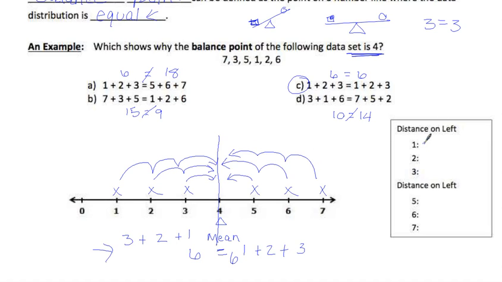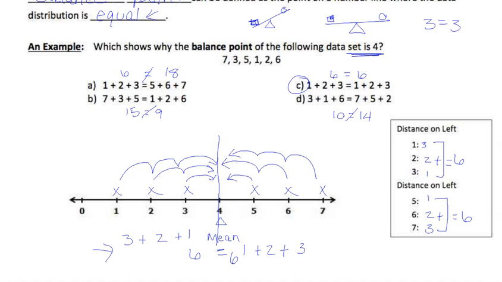And over here, our distance, I ended up just writing it underneath. The distance on the left from 1 is 3, from 2 is 2, from 3 is 1. And if you add those all together, you get 6. And then from 5 is 1, from 6 is 2, from 7 is 3. And if you add those together, you get 6. So they're equal to each other.